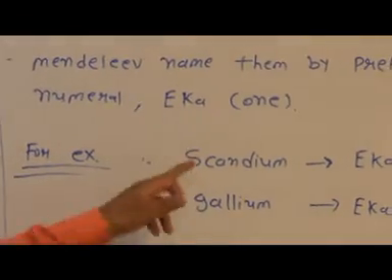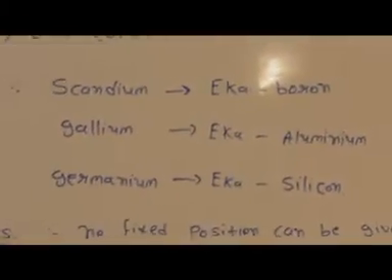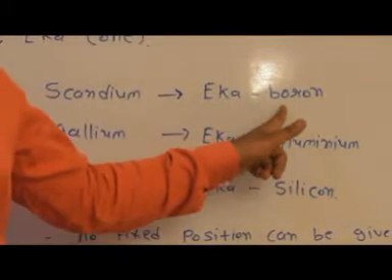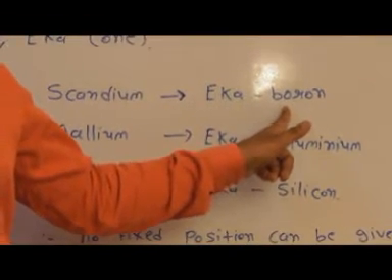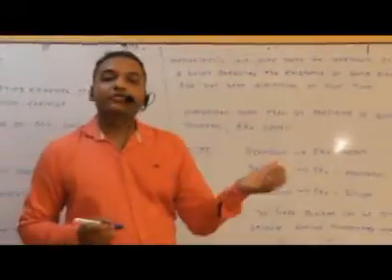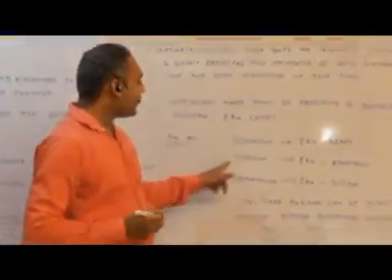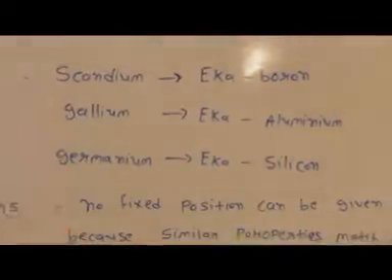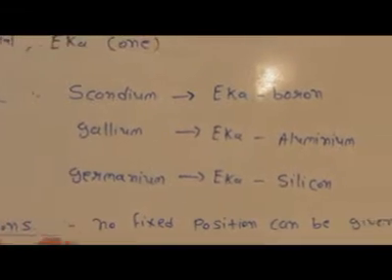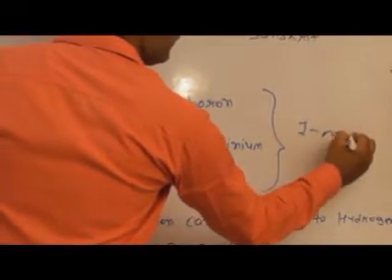at that time scandium was not discovered, an unknown element for the periodic table. Mendeleev gave it the name Eka-boron. Eka-boron means it comes directly after boron, that is, scandium. Eka-boron. For gallium, Eka-aluminium. For germanium, Eka-silicon. It is important for 1 mark. Note that.